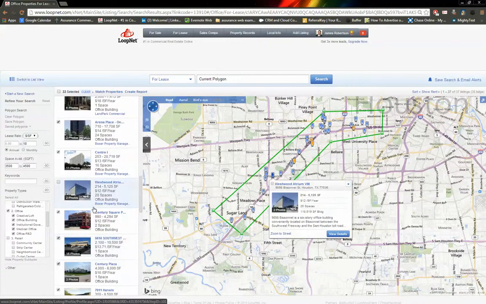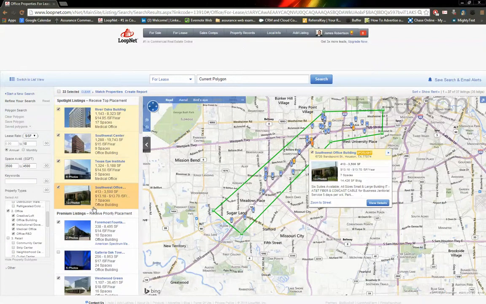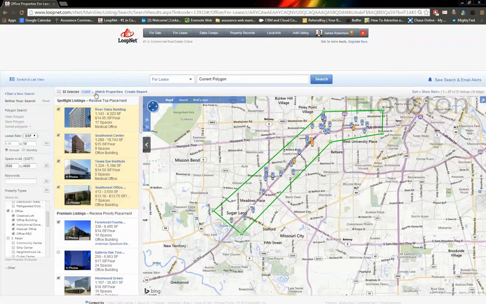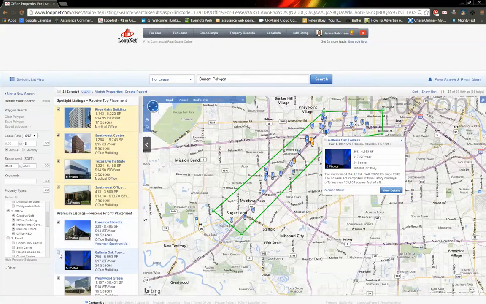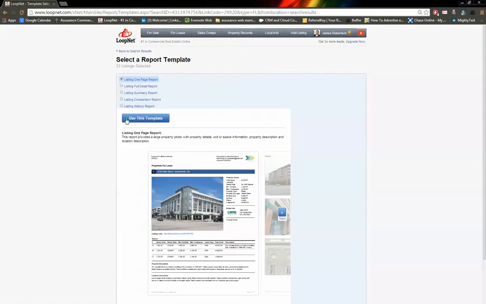But you want to do your due diligence and make sure that they're qualified properties. So once we have a list like this, since all of these are already selected, except for the ones we don't want, we're going to hit Create Report. So now I almost always use Listing Summary Report. We'll go through each one quickly.